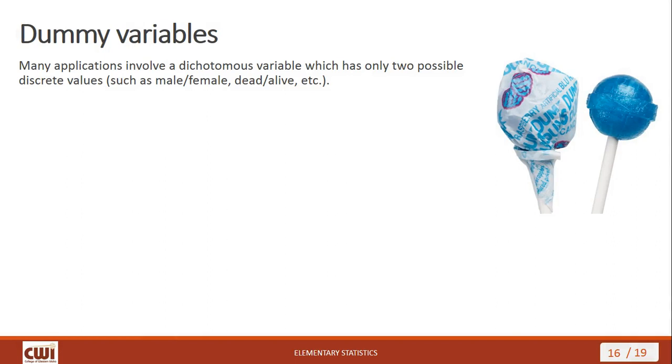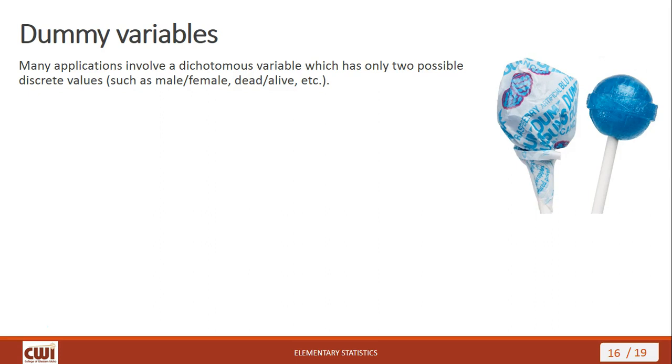This leads us into the example of dummy variables. Many applications involve a dichotomous variable, so there's only two possible discrete values that come out of it. Male, female, dead or alive. Notice this is categorical data.